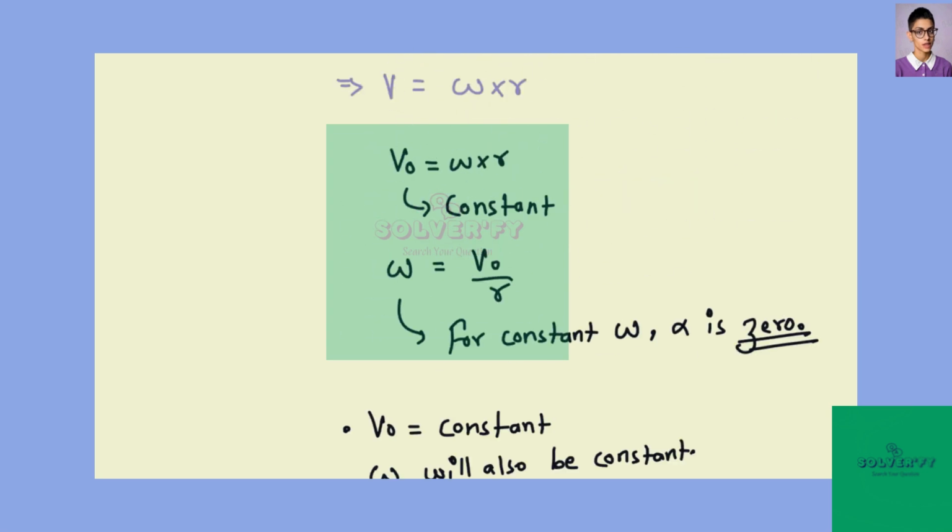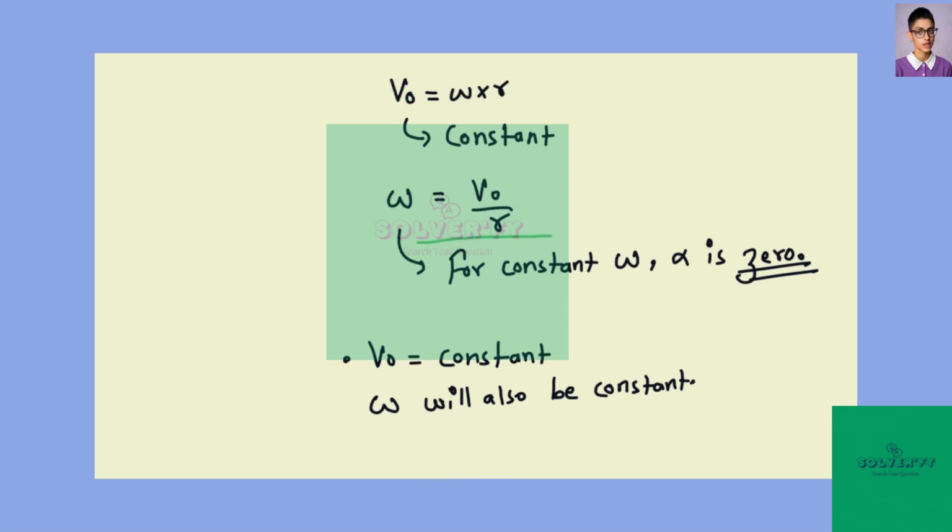Here omega can be given by v naught upon r, which is the linear velocity, and alpha over here is 0. So I hope this answered your question.